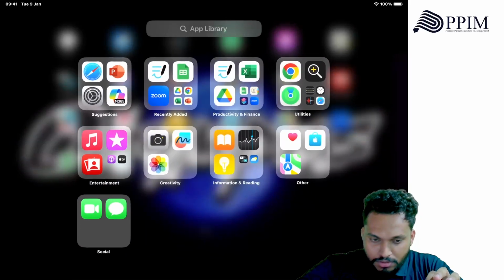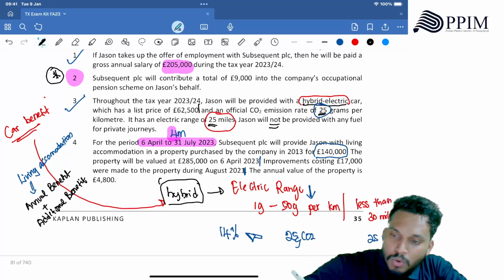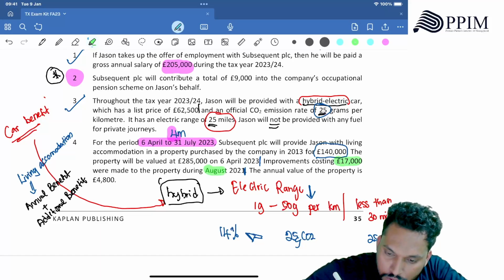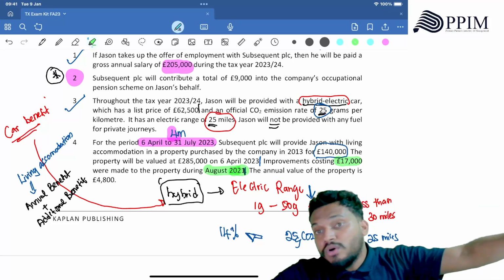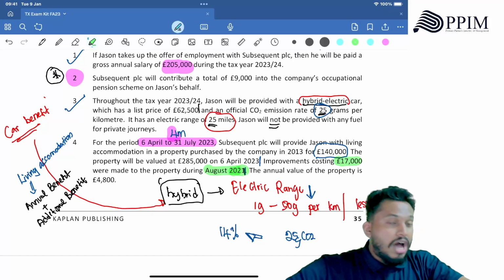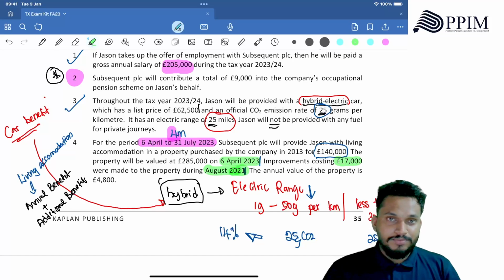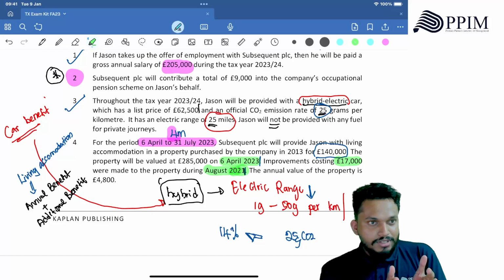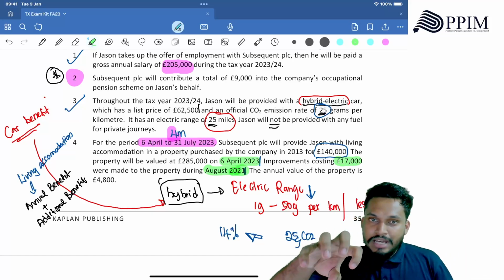Hold on. The improvements you are making is 17,000. But when you are making that in August 2021, so this was made in 2021, that would have been included in your cost, isn't it? After that only you are valuing your property at 6th of April 2023, which means the improvement is already done. With the improvement only you will value. You will not value your property without improvement at one figure and with improvement at another. So it will be an inclusive figure.